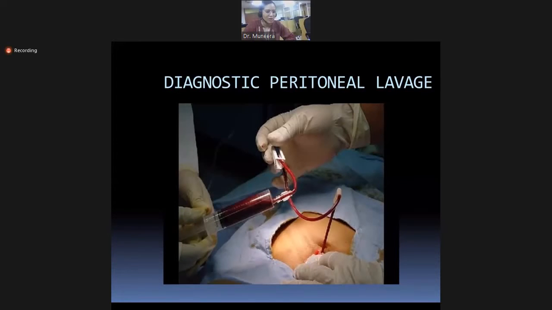This invasive approach is diagnostic peritoneal lavage, which we normally call DPL, in which you put a small incision or cut below the umbilicus. You will breach the fascia, put the catheter inside, inject normal saline, and then aspirate. If you find frank blood inside, that would indicate hemorrhage. If you aspirate a yellow color fluid, then it indicates small bowel perforation.